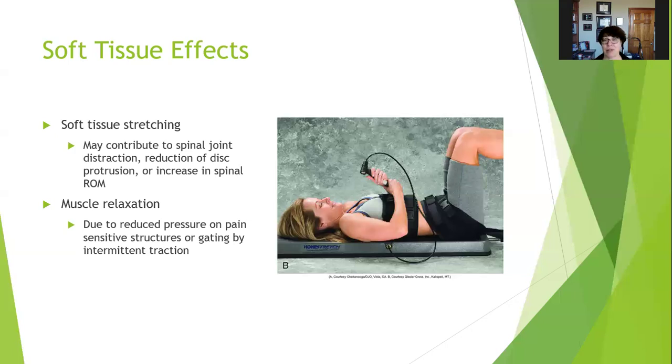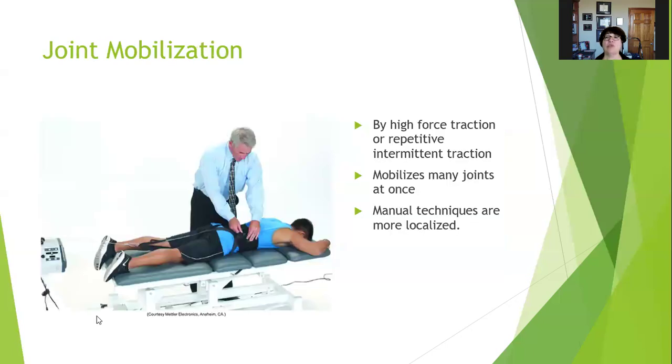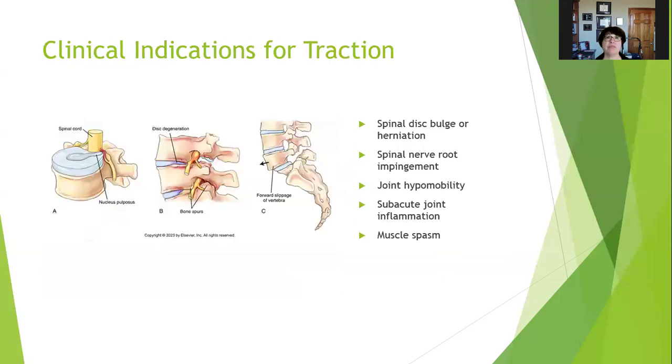you can get a gating effect, and that can contribute to pain reduction and muscle relaxation. For joint mobilization, usually it's done by high force traction, meaning more than 50% of your body weight, or repetitive intermittent traction, and it mobilizes multiple joints at once. As you know, there are lots of different joints in your spine. There are the intervertebral joints, there are the facet joints, and there's a whole bunch of them. So when you use traction, it mobilizes many joints at once. Manual techniques can be more localized. You can do individual segmental mobilization for individual spinal joints.